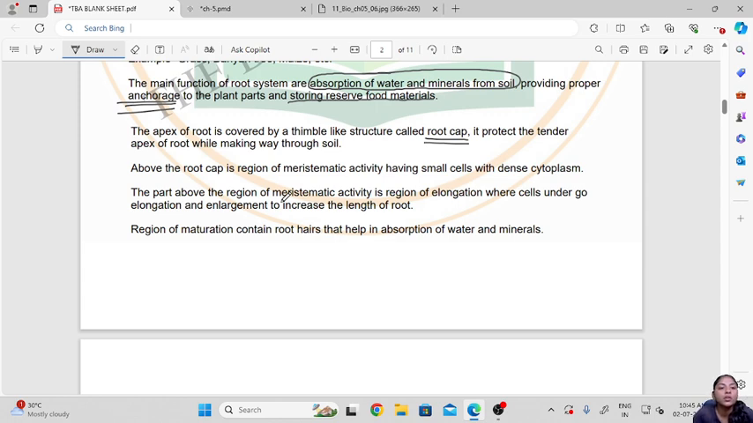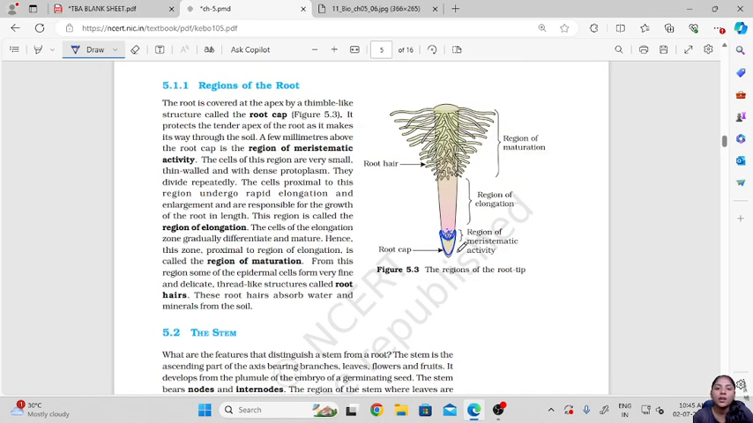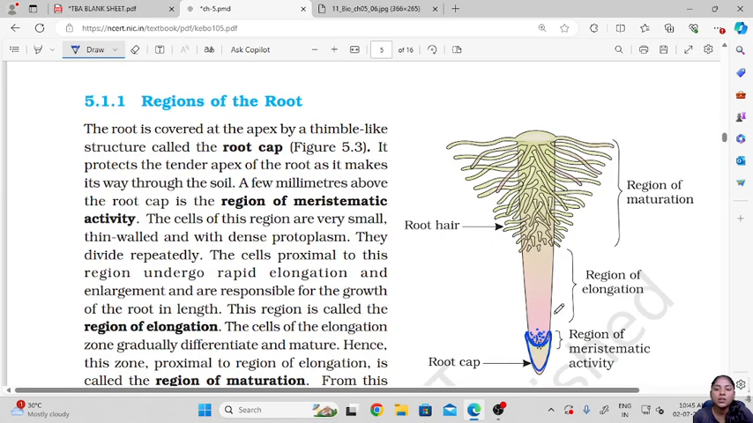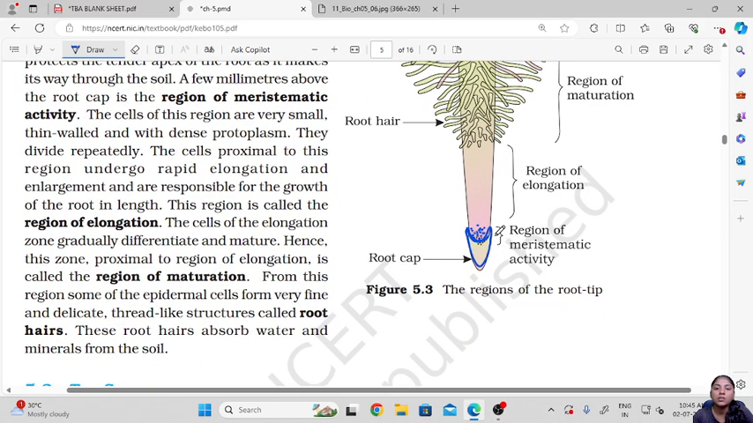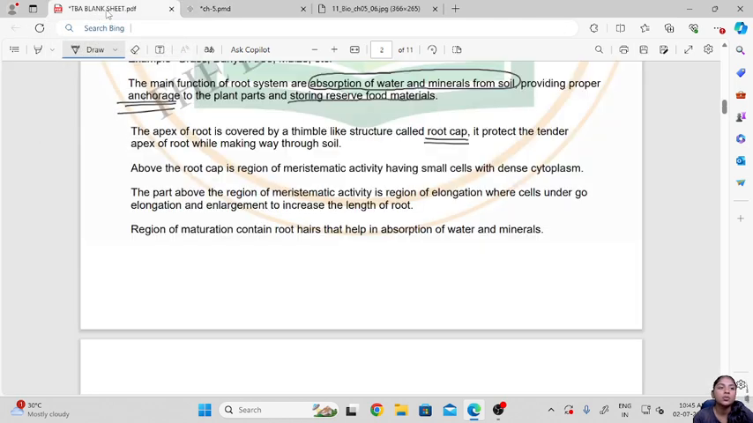Then above the root cap is the region of meristematic activity having small cells with dense cytoplasm. Right above this root cap we have the region of meristematic tissue. This is the region of meristematic activity where small cells are present with dense cytoplasm. These cells continuously divide to make new cells and to elongate the root.